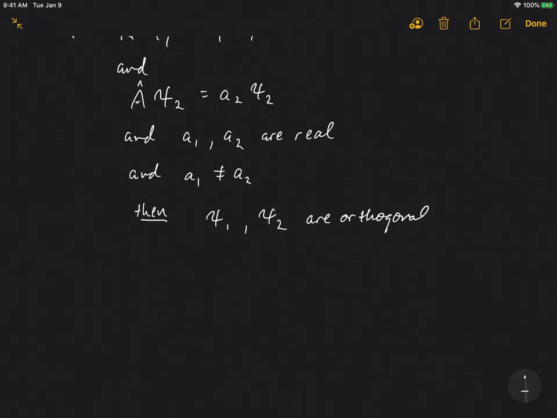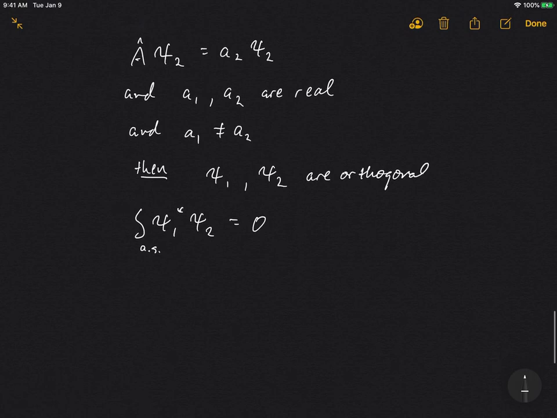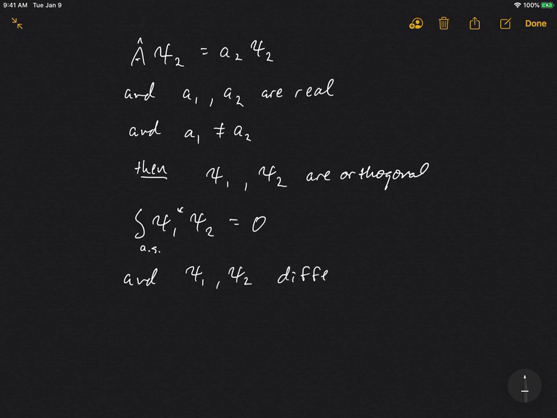In other words, the integral of psi1 star psi2 over all space is 0. And we can say psi1 and psi2 are different states.